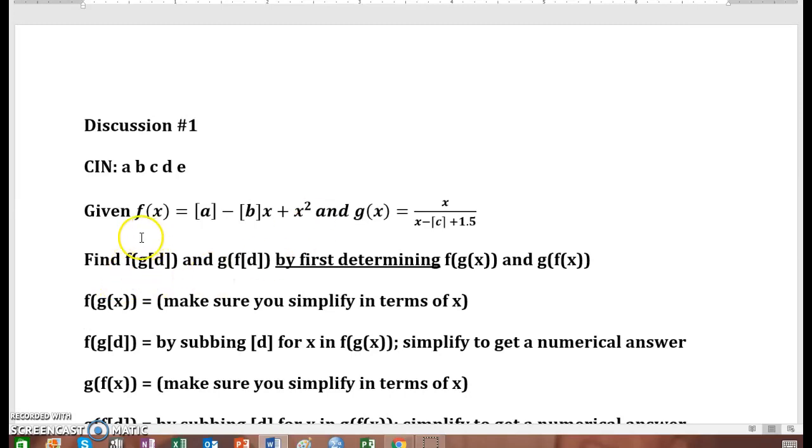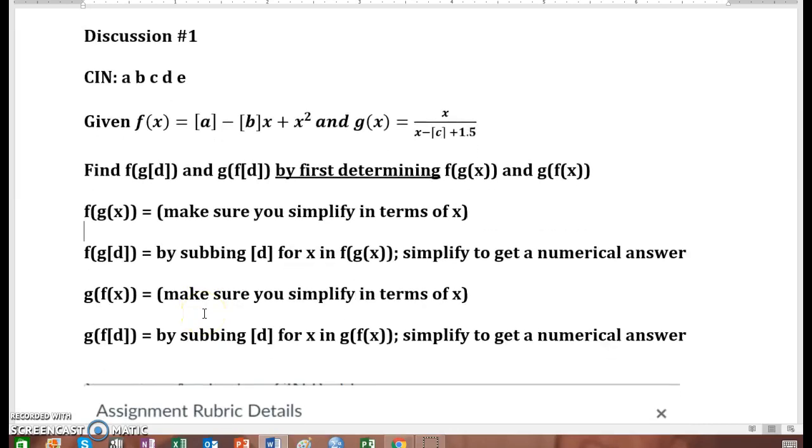Here you are given two functions, f of x and g of x. You see that f of x is a second degree polynomial and g of x is a rational expression. Based on your calculus identification number, you're going to substitute your a here, which will be the constant. Your b will be the coefficient of the linear term, and so then you'll have a numerical picture of f of x. Same thing on the rational expression: the only thing you're going to do is substitute whatever your value of c is, and you will have a constant.